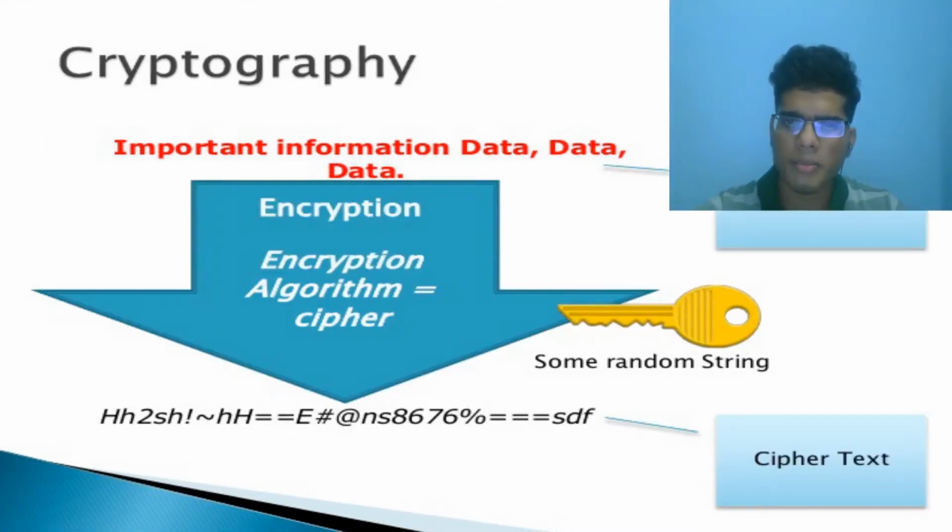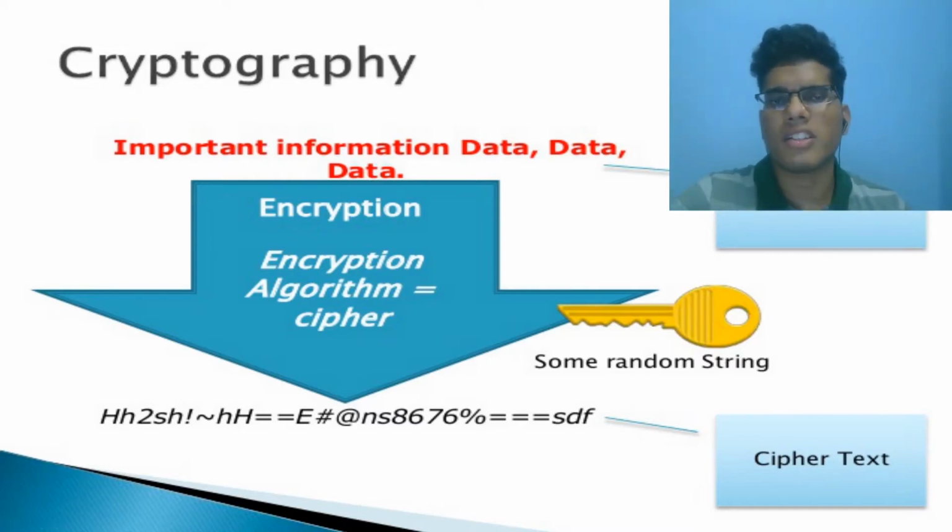Let's see about symmetric encryption. When I was talking about encryption functions, I said that an encryption function requires two inputs. One is a plain text, which is then converted into a ciphertext with the help of a random string, which is also known as a key.